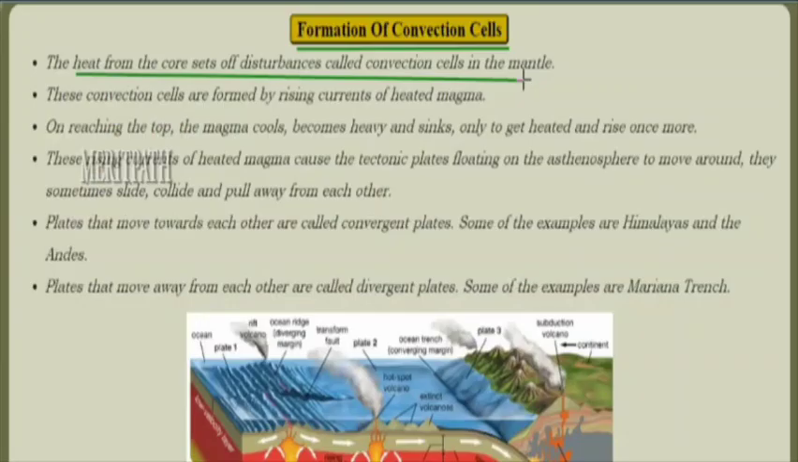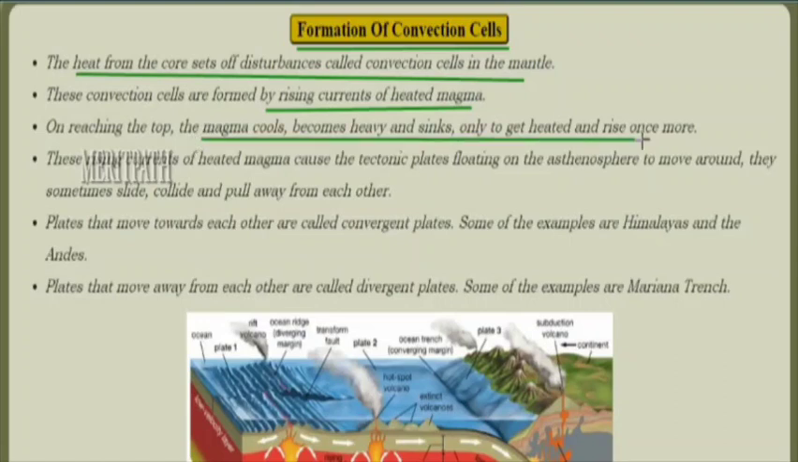Let's study the formation of convection cells. When there is heat inside the surface of the earth, in the crust, in the mantle, this heat sets up some disturbances known as convection cells in the mantle of the earth, that is, the inner crust of the earth. These convection cells are formed due to rising currents of the heated magma. There is semi-liquid magma flowing, right? Because of that flowing magma, there are currents rising, and these result in the formation of the convection cells.